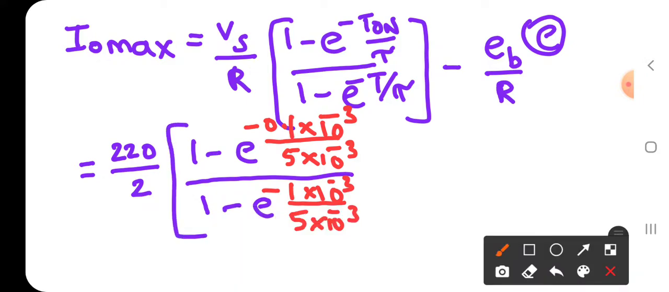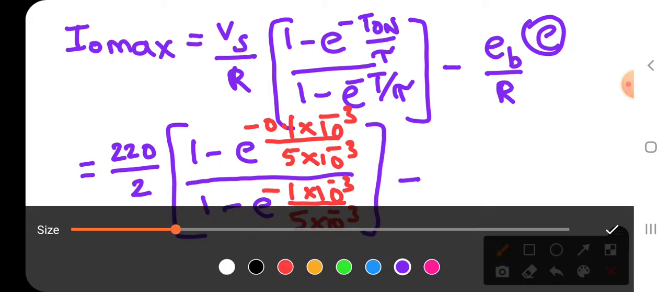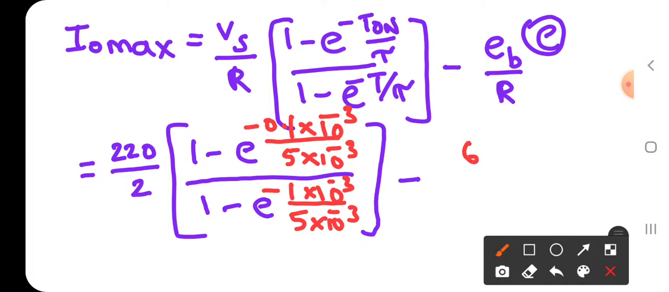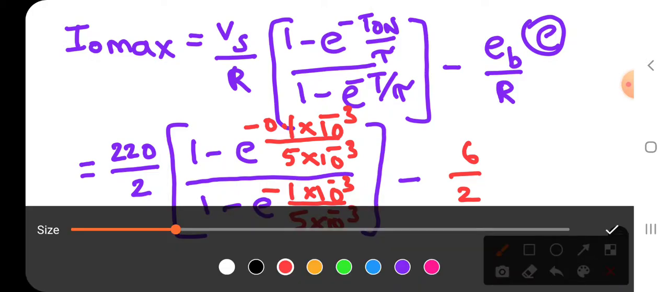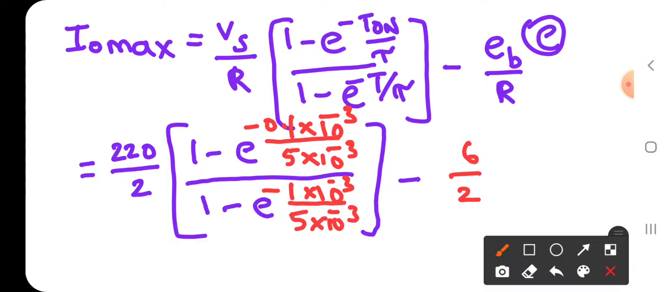Minus Eb by R, Eb by R in the sense 6 by 2. Here you can cancel these values. What are the things you can cancel? 10 power minus 3, 10 power minus 3 will get cancelled. What is the remaining thing? 220 by 2 is 110 into 1 minus, what is the value of e power minus 0.1 by 5?